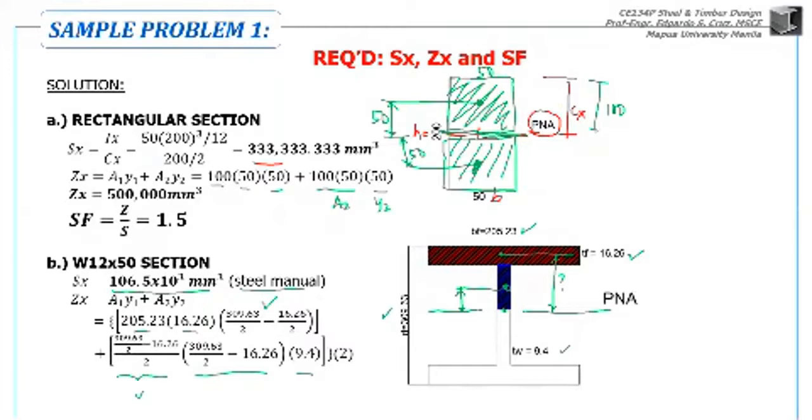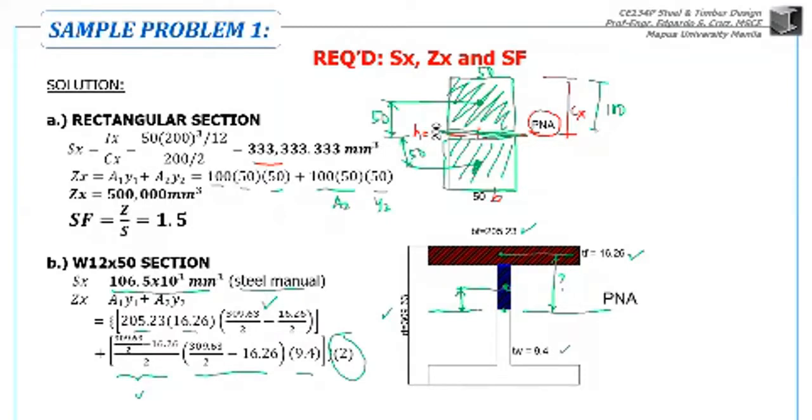Now, ano yung A2, Y2? Diba yung A2, Y2 yung area below? And as you can see, yung area below is just similar to the area above. And the location of their centroids is just the same. So basically, ang ginawa ko lang is minultiply ko lahat sila ng times 2 na lang. Okay? Kasi yung A1, Y1 is just equal to A2, Y2. So kaya, tinimes 2 ko na lang lahat sila.